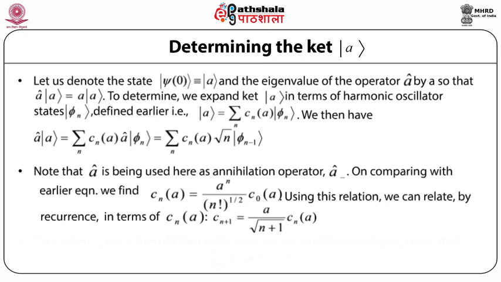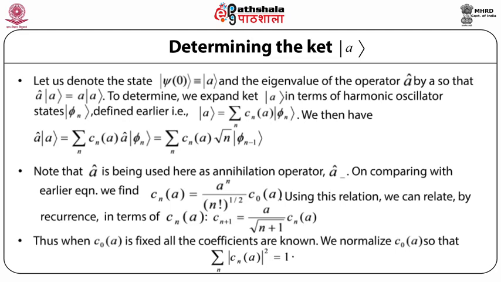And using this relation, we can relate by a recurrence relation in terms of Cn as a function of A, where the recurrence relation is given by Cn plus 1 is equal to A upon under root n plus 1, this whole times Cn A. So in this manner, we have got a relation for Cn plus 1 A in terms of the function Cn A. Thus, we can see that if and when C naught as a function of A is fixed, all the coefficients are known.